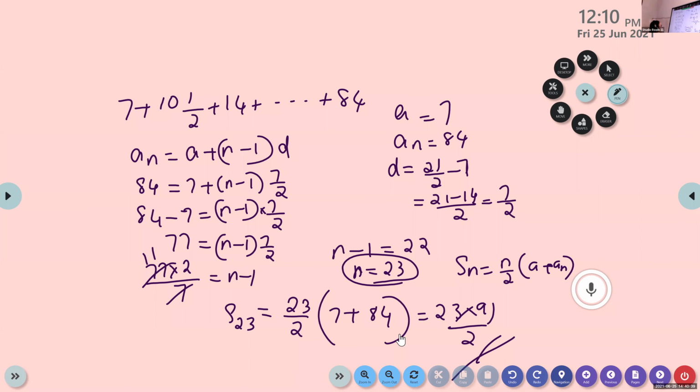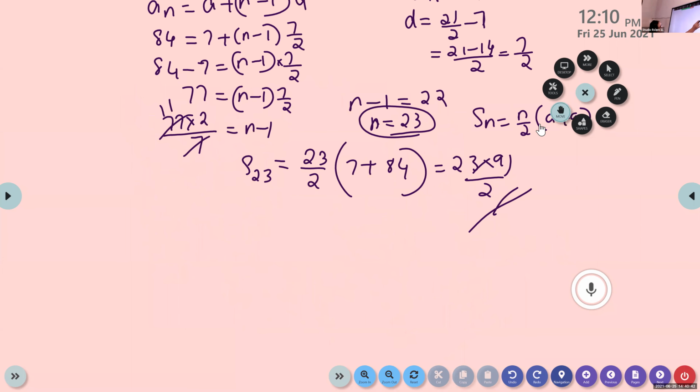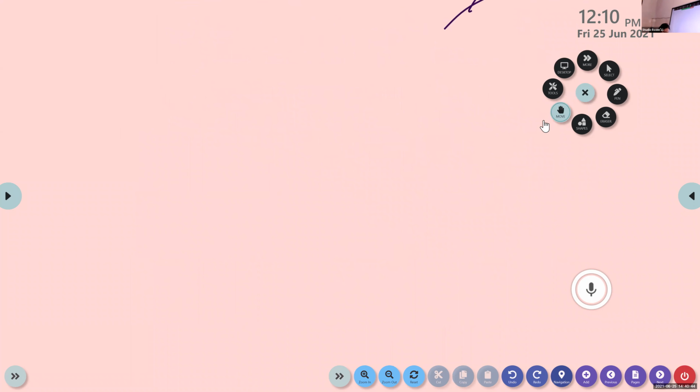Okay, now write the second question. We will do that. Second question: 34, 32, 30, etc. Find the sum of 34, 32, 30, etc., up to 10.